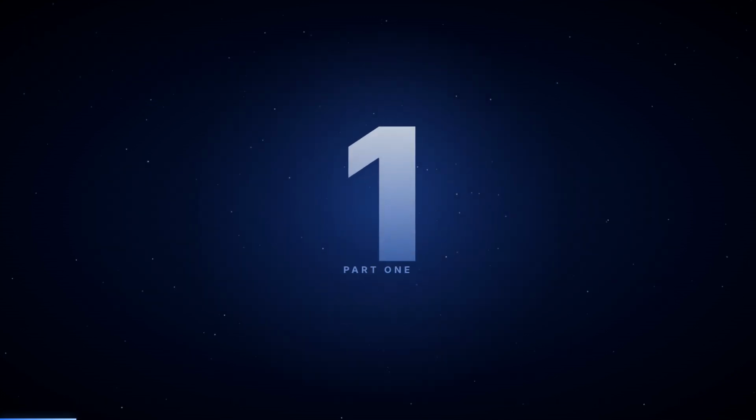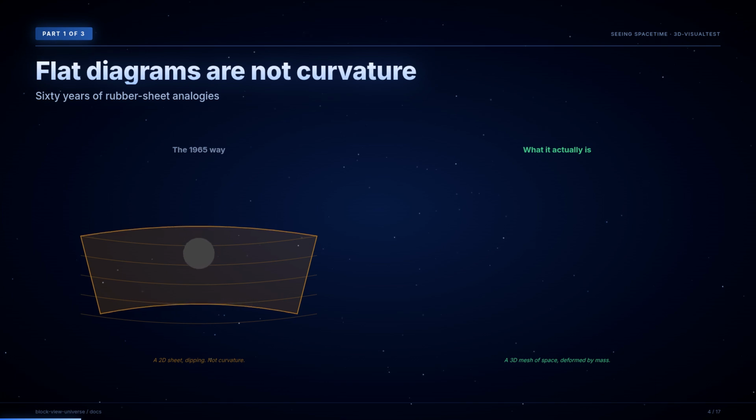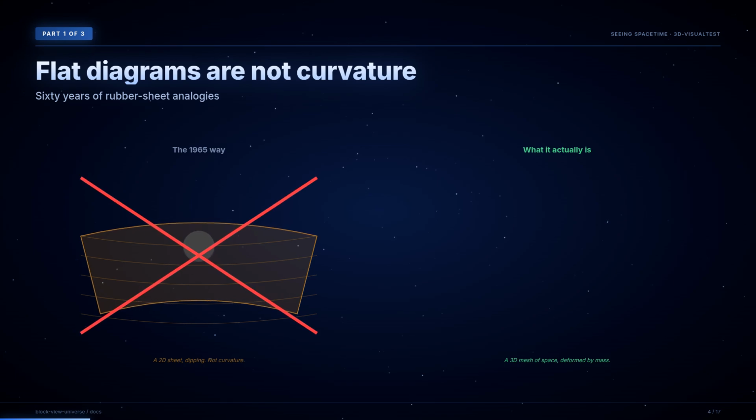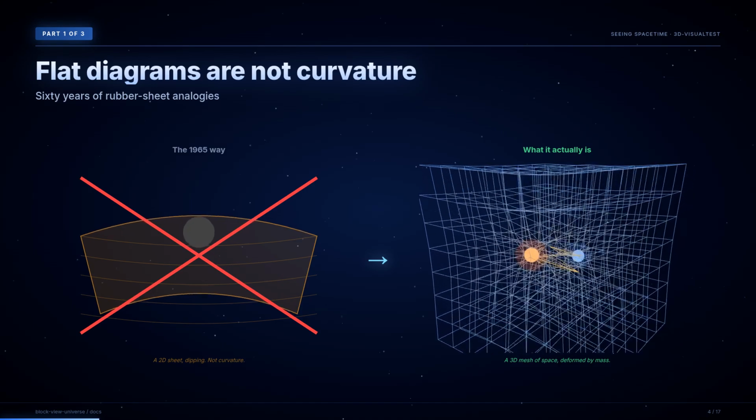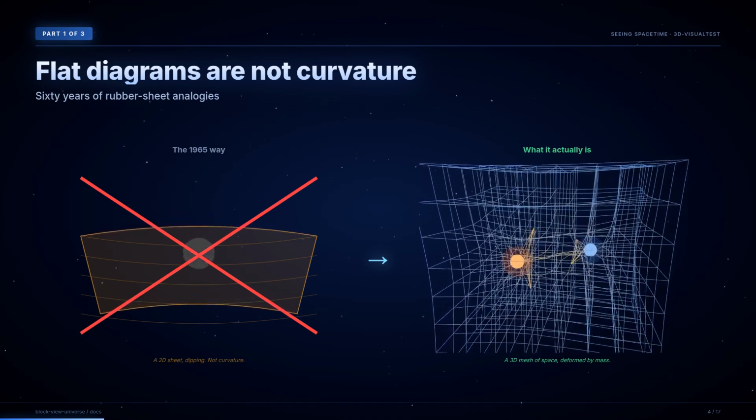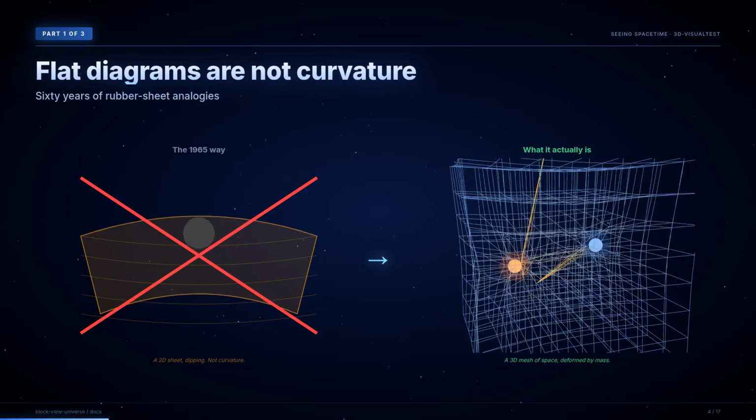Part 1, why we are doing this. Physics visualizations are usually flat diagrams. A black hole gets drawn as a circle. A worldline gets drawn as a curve. The bowling ball on the rubber sheet has been used in every popular science book for 60 years. None of these are what space actually looks like.